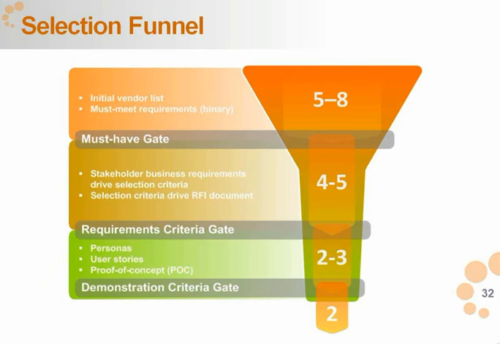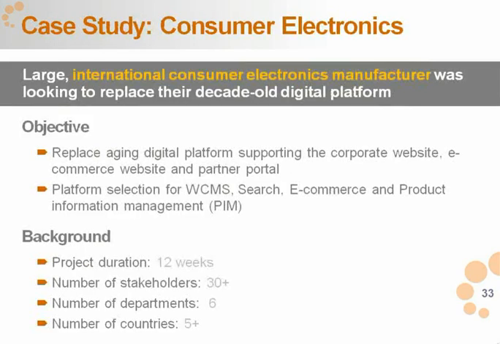So this is a common process, having the must-have gate, requirements gate, and then demonstration gate to drive us to the vendor selection. With this process that I've just walked you through, we actually had the opportunity to use it with a variety of customers. And an example of a customer that had the need for a larger digital platform is an international manufacturer of consumer electronics and goods. It's a common brand you'd find in many of the big box stores.